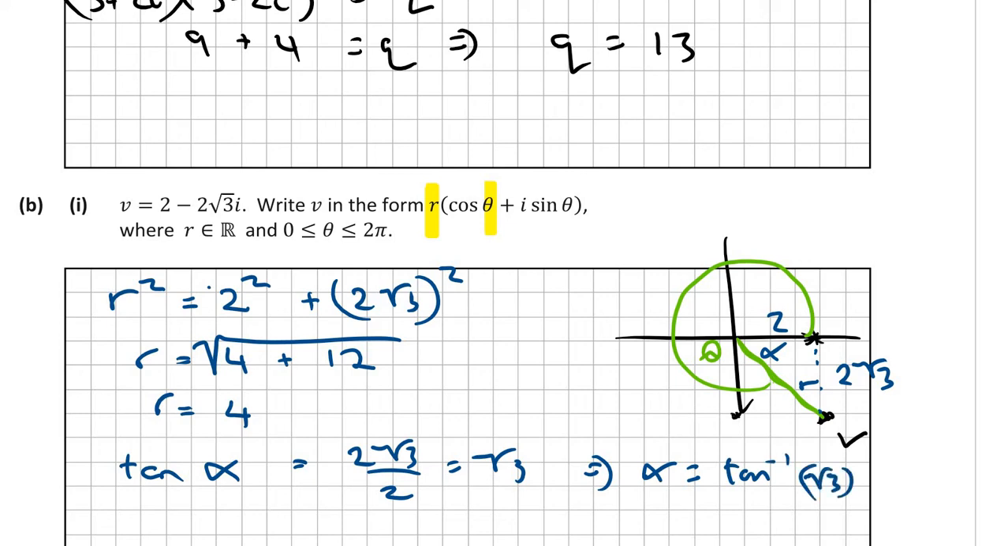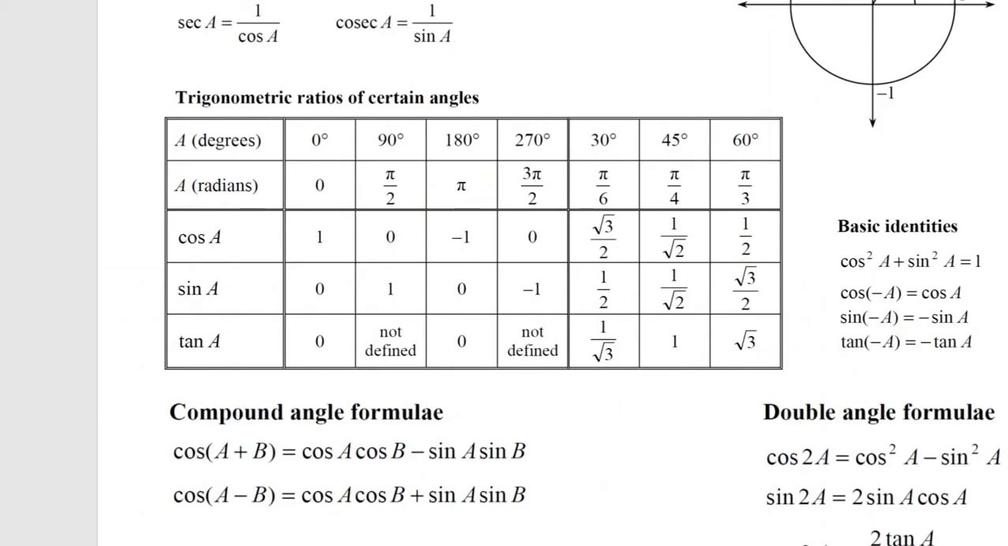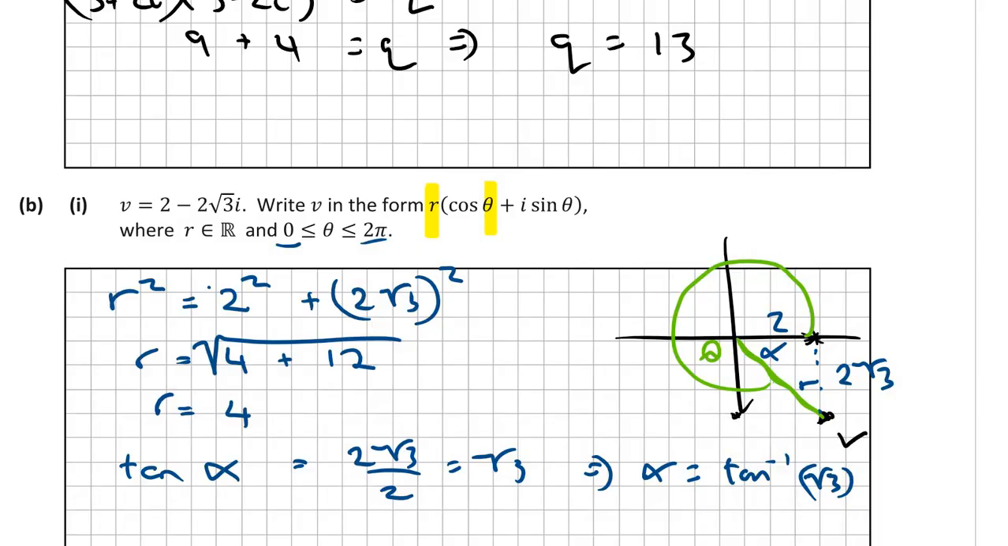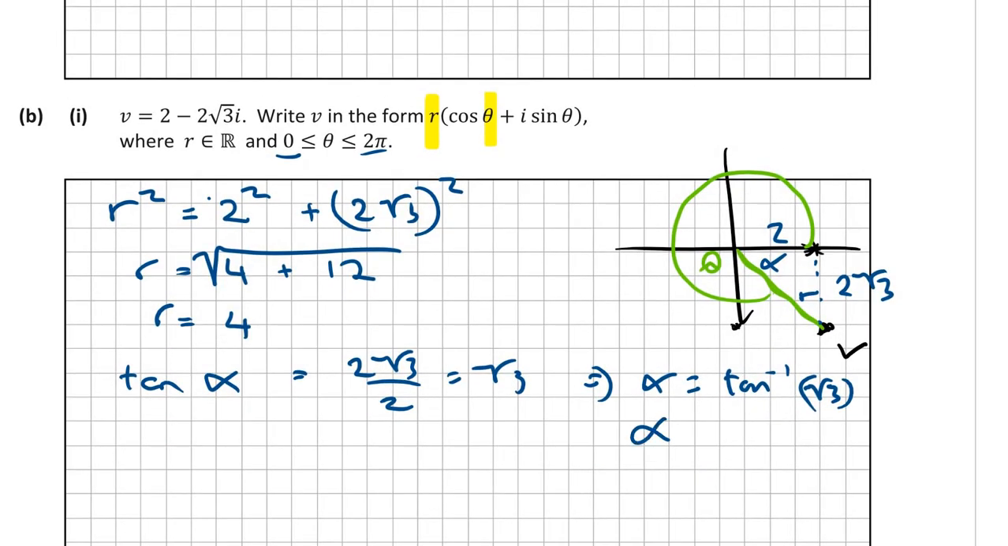So you look up your tables, and it's looking for it in radian form. Inverse tan of root 3: here's tan, and I go across to root 3, it's 60 degrees, or pi over 3. So that angle there, alpha, is just pi over 3, because the tan of pi over 3 is root 3. So alpha is equal to pi over 3. Well, I know that the entire circle there is equal to 360 degrees or 2 pi.